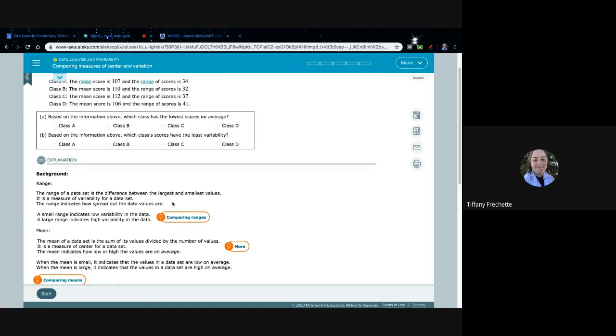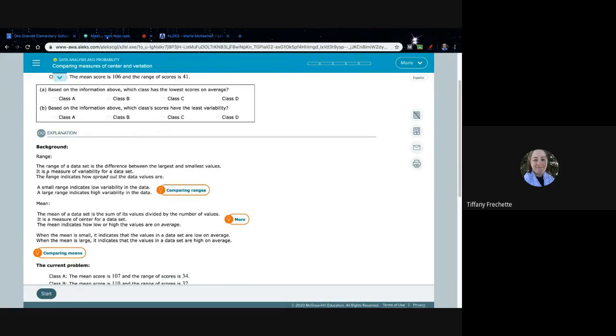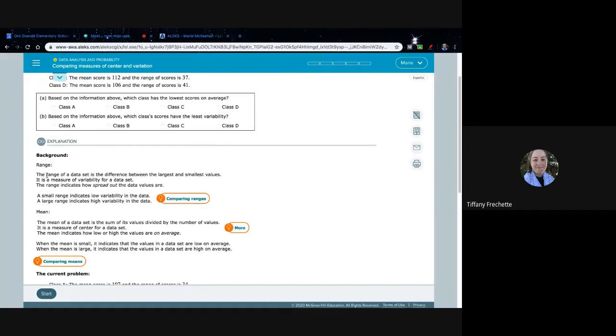All right, so we need a little bit of background here. The range is the difference between the largest and the smallest numbers. So the bigger the range, the farther apart the lowest score and the highest score were. That's what range means, just how many numbers are between your highest and your lowest. It is a measure of variability for a data set. The range indicates how spread out the data is. A small range indicates low variability because the high and low scores were closer together. A large range indicates high variability because, again, the low and the high score were farther apart.